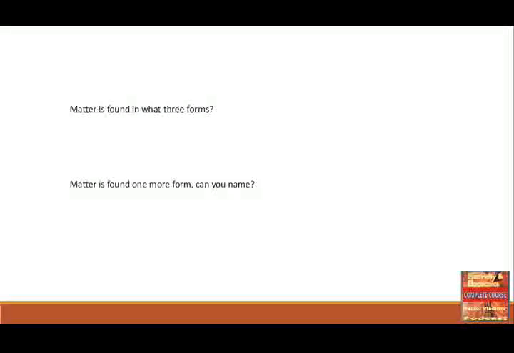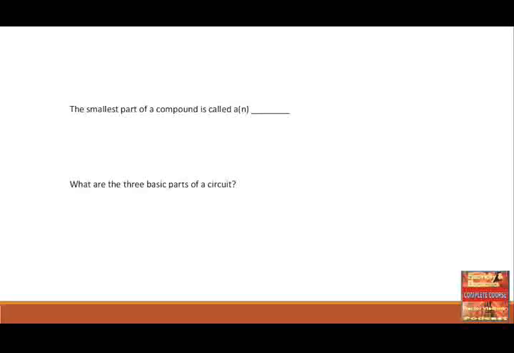Matter is found in what three forms? In liquid, solid, and gas. Matter is found in one more form. Can you name it? Plasma. The smallest part of a compound is called a blank. Element.